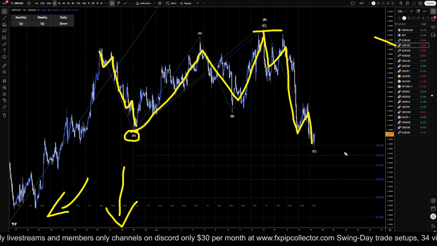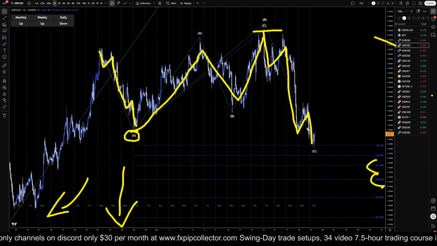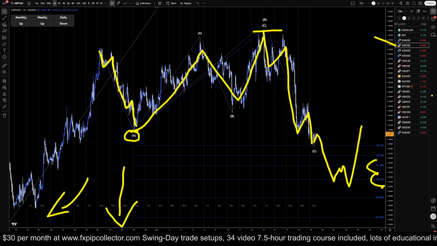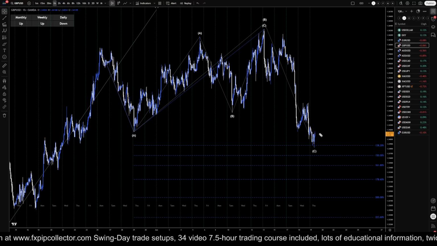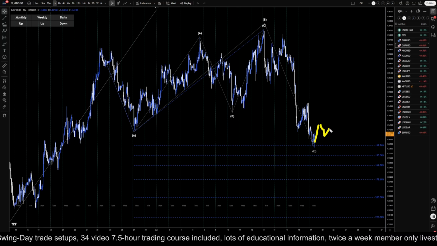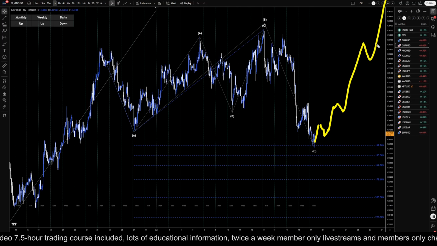Now, if this really is an expanding ABC, normally they go to the 161, 178, so be careful. It could have a little bit more down. It could end up doing something like that before it goes up. But definitely keep an eye on your structure. I mean, if you start getting structure breaks or you start getting very significant higher lows, I definitely would get on the long side because to me this looks like an ABC correction.